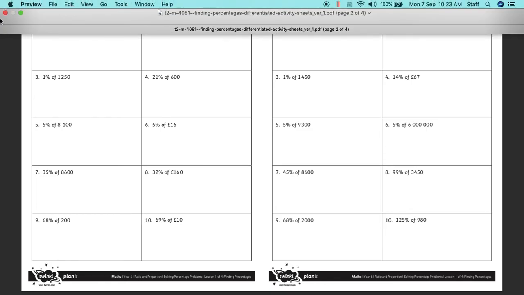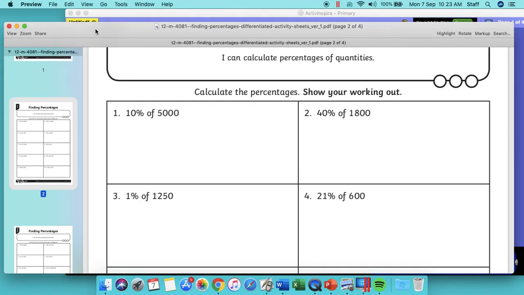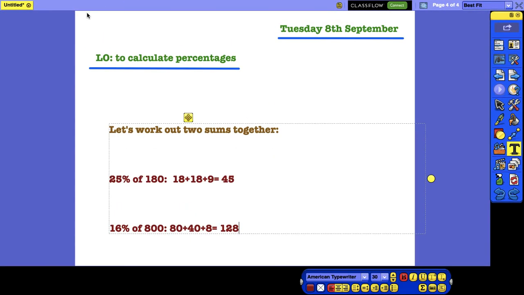Okay, hope you were able to understand and follow that one. And any other questions, we'll talk about it in the lesson. Good luck calculating percentages today.